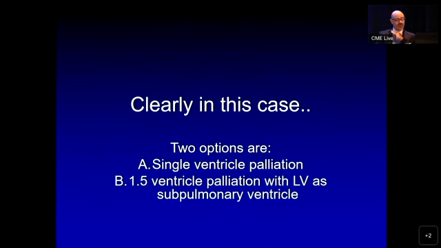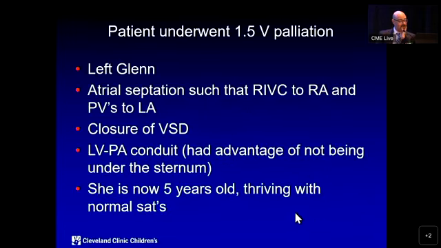So I think the only two valid choices in this case were pretty obvious: either single ventricle palliation, or how about we try to use 1.5 ventricle palliation with the LV as subpulmonary ventricle. And this is what we did. So she had the left SVC, so we created a left Glenn. We did the atrial septation so that the right IVC drain continued to be to the right atrium and the pulmonary veins to the left atrium. We closed the VSD. We placed an LV to PA conduit, which had the advantage of not being under the sternum, and since the left ventricle was on the right and the Glenn was on the left, it put it at a distance from the Glenn, which was nice.